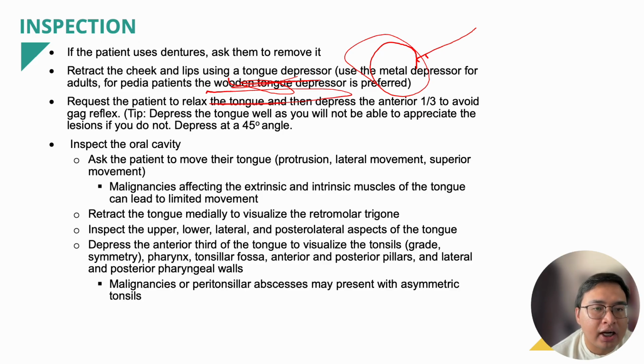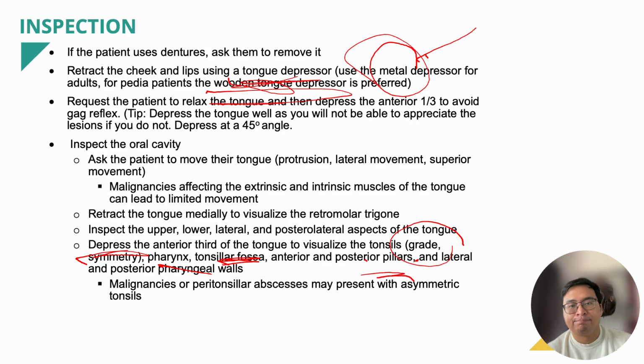Okay? You inspect all the aspects of the tongue, and you should visualize the tonsils, you should grade it, assess their symmetry, look into the pharynx, the tonsillar fossa, as well as the tonsillar pillars. Okay? After inspection, you proceed with the next step, which is palpation.